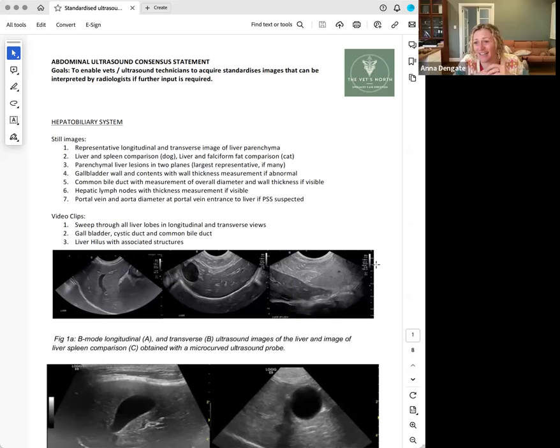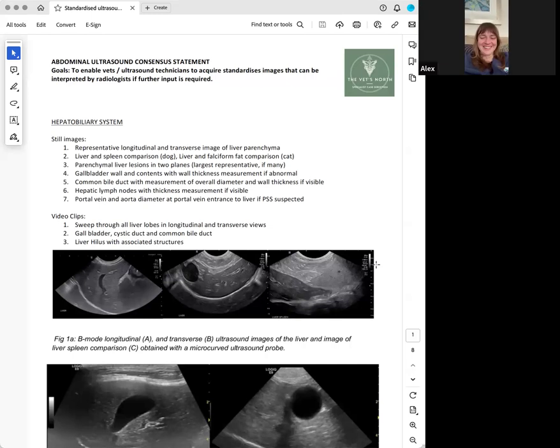It's really hard. Zane's really good at getting it on the one screen, and you can see beautiful portal vein, cava, aorta, and he's measured them beautifully together. And my shoulder's like, ow, just looking at the image. Pushed so hard to get in there.